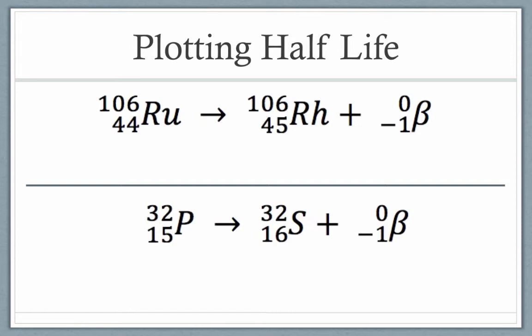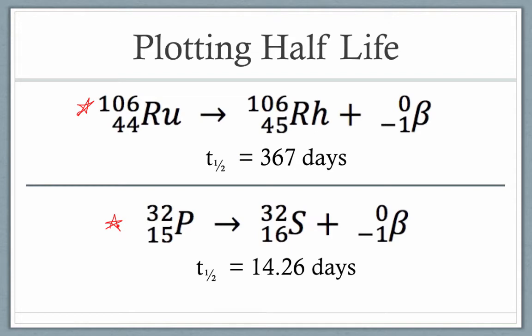So again, below we have 2 radiation reactions. We have the beta decay of ruthenium-106, which is what we're seeing here in our first reaction. And we also have the beta decay of phosphorus-32. And again, these reactions should look very similar to what you've seen in previous videos and previous practice problems. The information we're going to add now is the half-life that goes along with each of these substances.